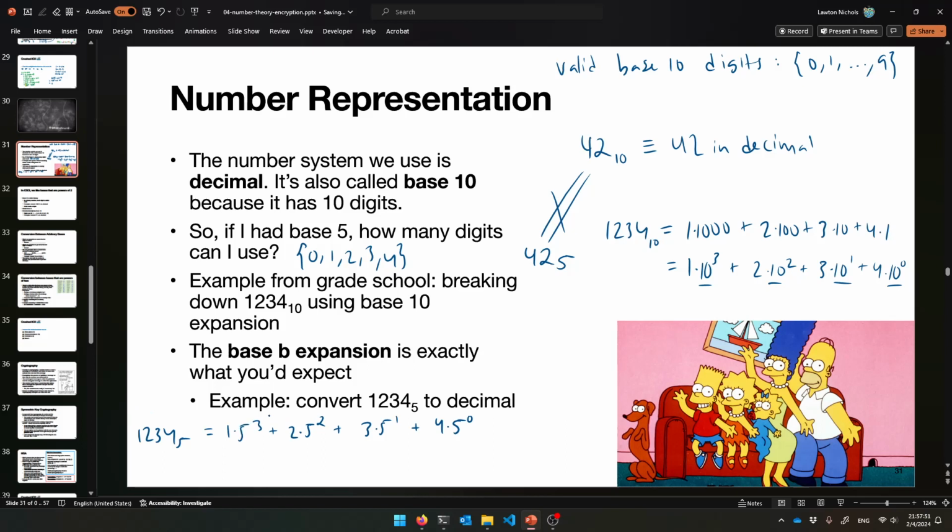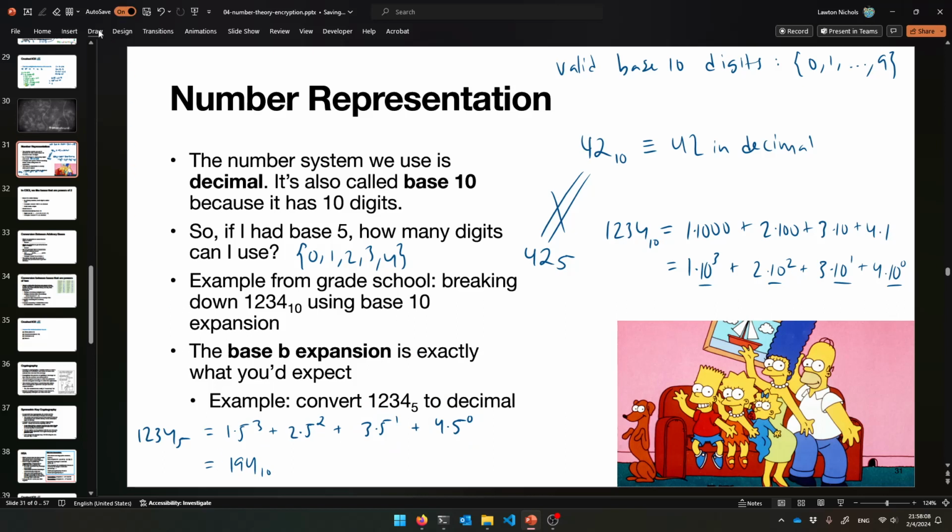It's like the 125's place. So if you break this down, that's 125 plus 50 plus 15 plus 4. If you do the math, apparently the answer is 194 in decimal. Right? So that is how you would solve for that.